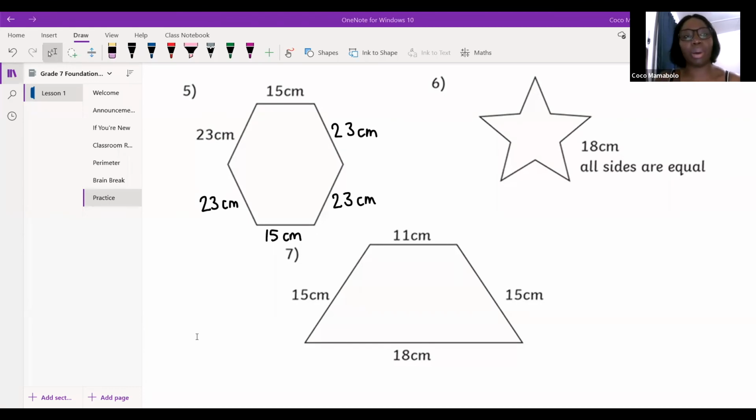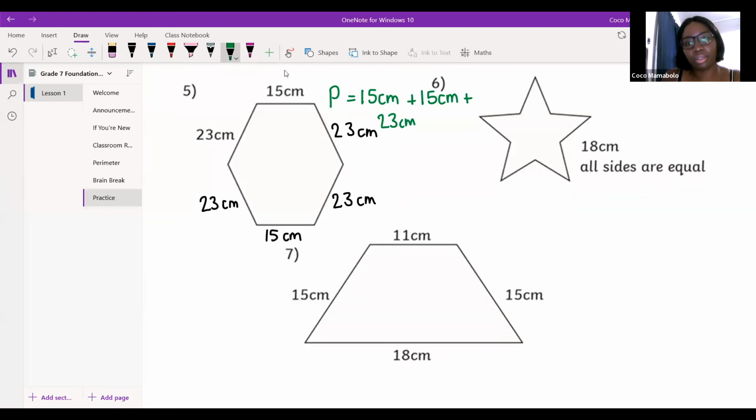All right, Mbali, let's talk about number 5. Tell me, what am I going to write for number 5? Ma'am, you're going to say 15. How do we start? We don't just start with 15 out of the blue. Oh, ma'am, you're going to say P equals 15 plus 15. 15 centimeters. Don't forget the centimeters, plus 15 centimeters. Good. Continue. Plus 23 centimeters. Good.